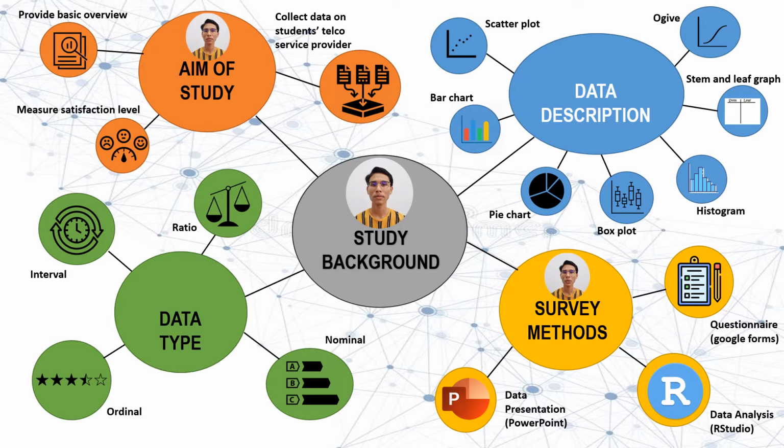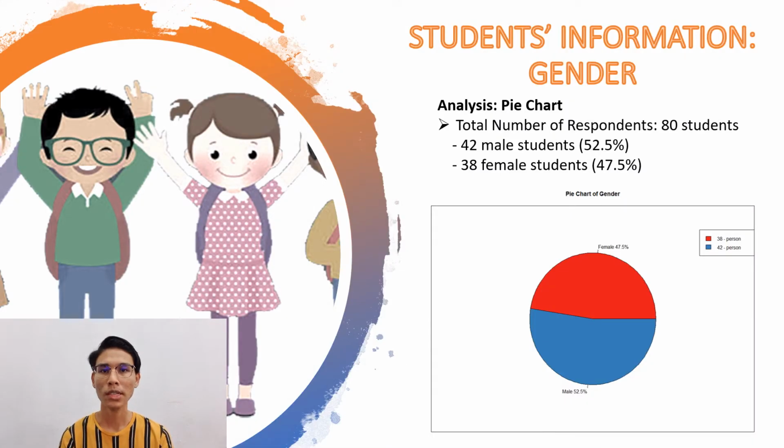For the survey methods, we produced the questionnaires using Google Forms and distributed them to the students through WhatsApp groups. We also used RStudio with Microsoft Office PowerPoint to do the data analysis and representation. Our questionnaire consists of different data types of measurement level, which are nominal, ordinal, interval, and ratio. By having different data types, we can produce various kinds of data description, as you can see around here. Our first topic of discussion is students' information.